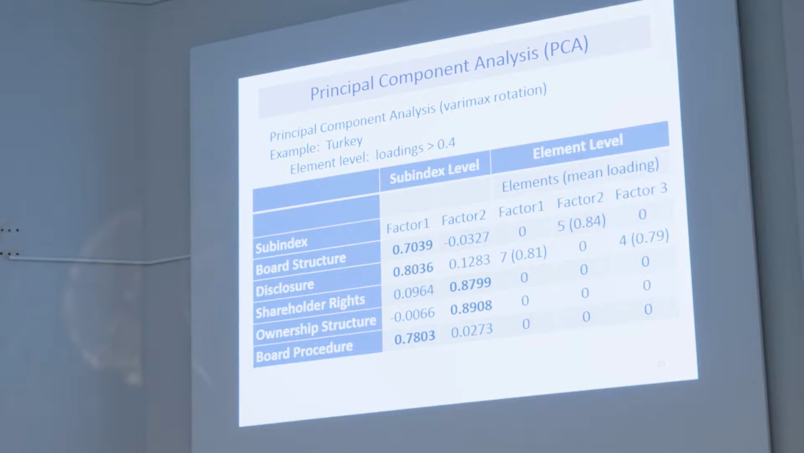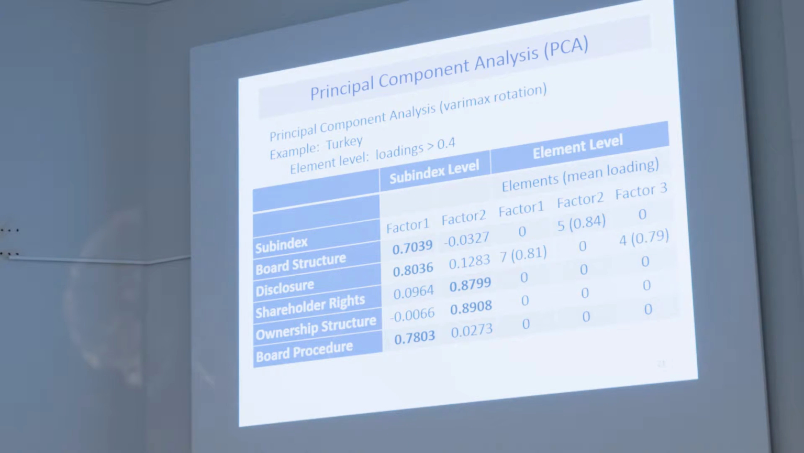So the second thing we can do is run a principal component analysis, and we'll do it using what's called Varimax rotation. There's a rule of thumb that loadings greater than 0.4 are the main loadings of a particular element. We can do this both at the sub-index level and at the element level, and I'll show you this for Turkey as an example.